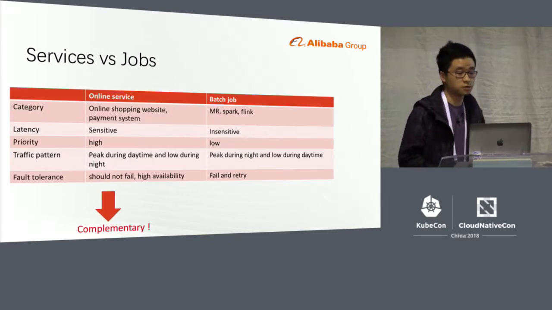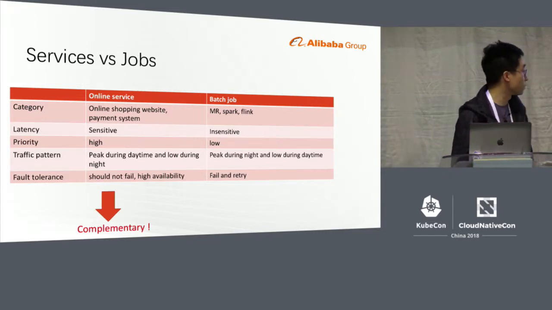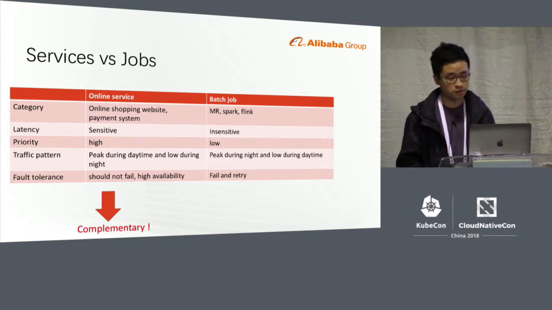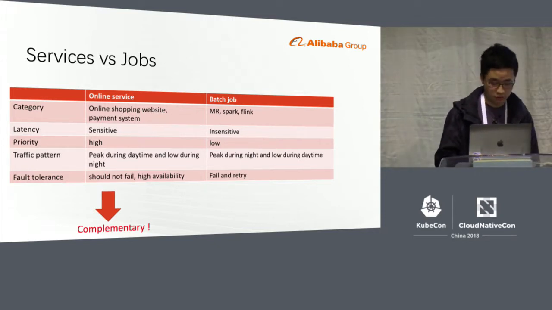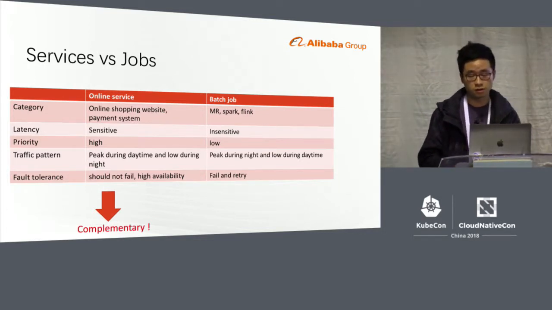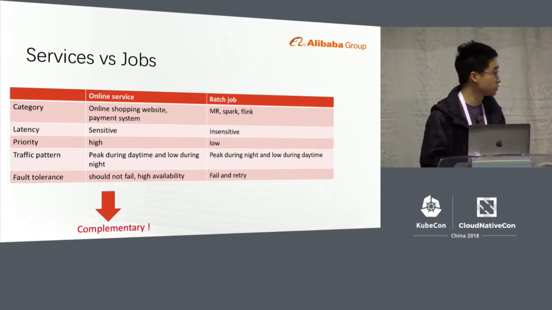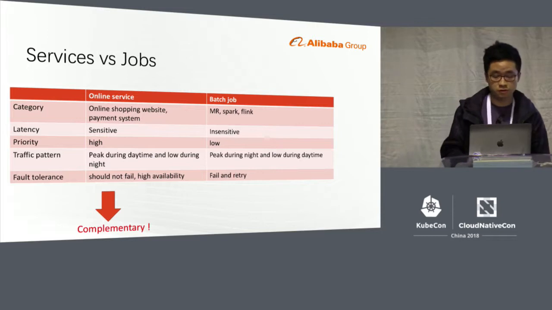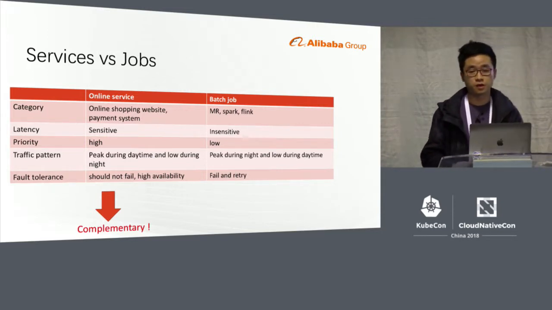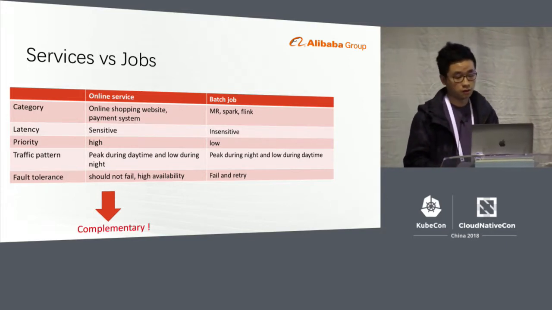So this is a compare and contrast between online services and offline jobs. They have several different features, as you can see on the slides. Online services, such as online shopping, web apps, and payment services, are very sensitive to latency. For example, if you want to buy something, you need to finish the end-to-end transaction within several hundred milliseconds. However, offline batch jobs are very insensitive to latency. Some offline jobs take one or two hours to finish.